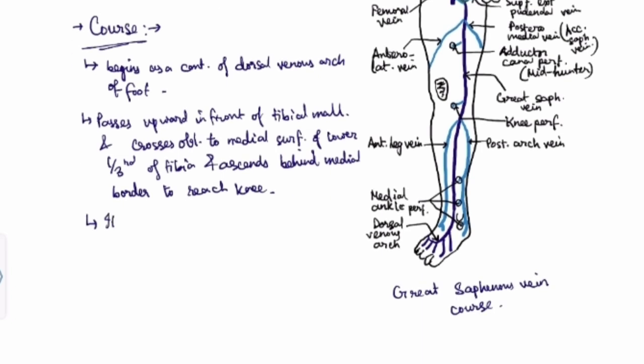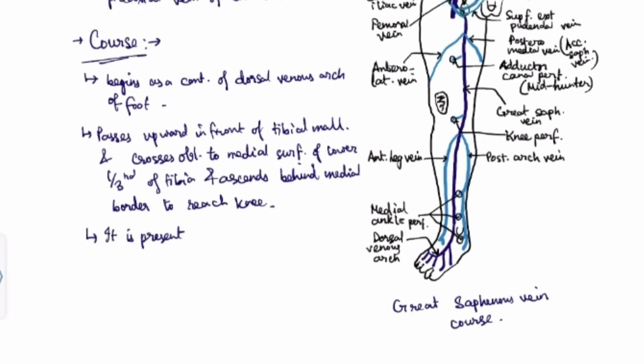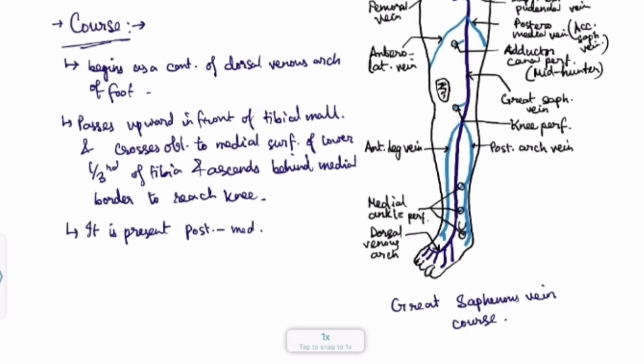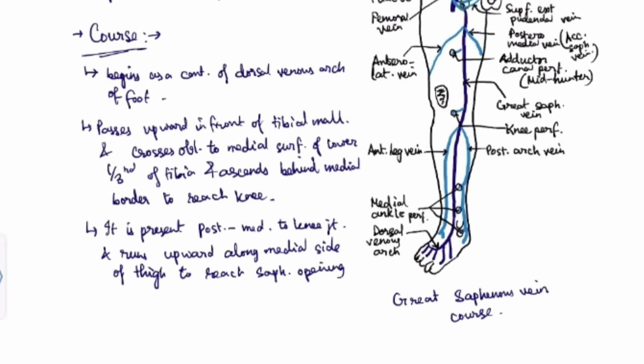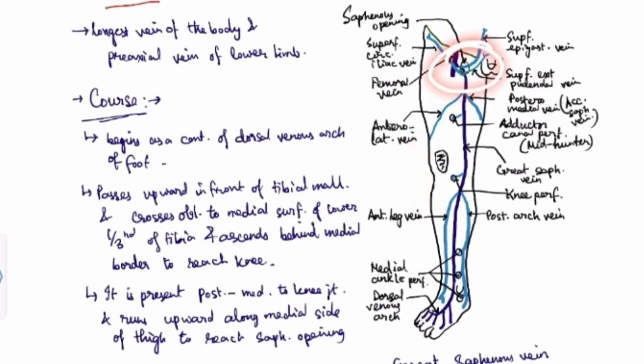It is present posterior medial to the knee joint. See, the leg is being shown obliquely, that's why I think you may not be able to visualize properly, but at least try to understand. This is the anterior part of the knee joint, it's facing this way, so this part will be in an angular fashion posteriorly. So it's present on the medial side and slightly posterior, that's why it's present posterior medial to the knee joint, and runs upward along the medial side of the thigh to reach the saphenous opening. You can see the saphenous opening over here.